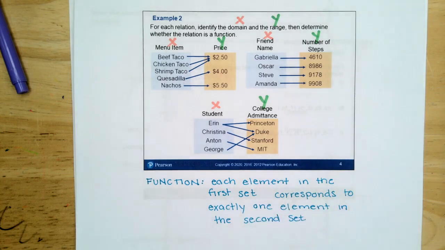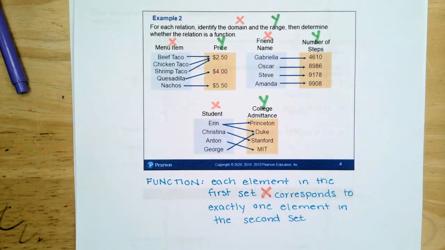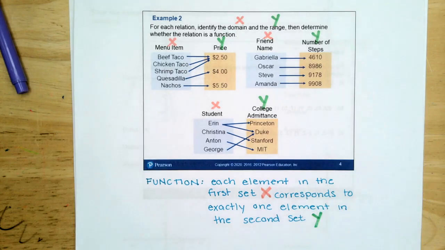And remember, when I say first set, I mean x. And when I say second set, I mean y. Good? Each element in x corresponds to one element in y. Not a function would mean each element in the first set does not correspond to only, or exactly, one element in the second set.